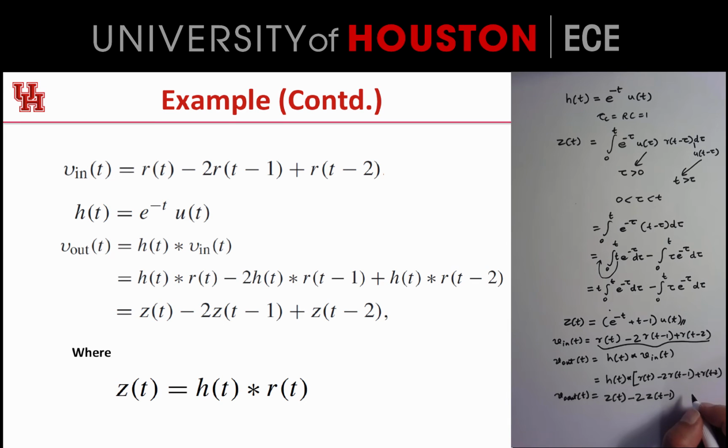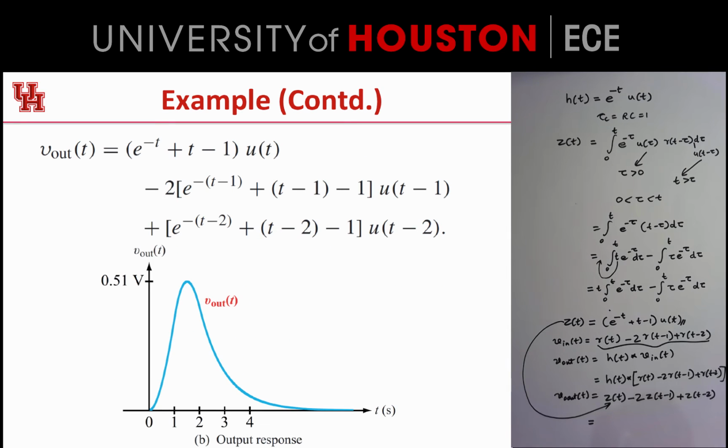plus h of t convolved with r of t minus 2, which is z of t minus 2. So now I know what z of t is. We just stick this into that and we get the final answer. If you work through that, you get the complicated looking signal that you see on your left, and if you plot it out, you get the same response as we did last time, except we got to that answer much more easily this time.